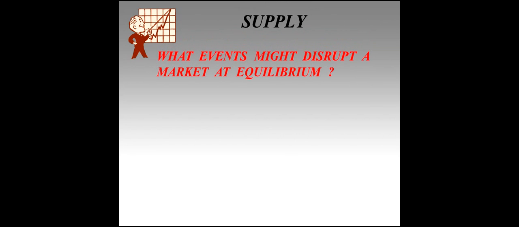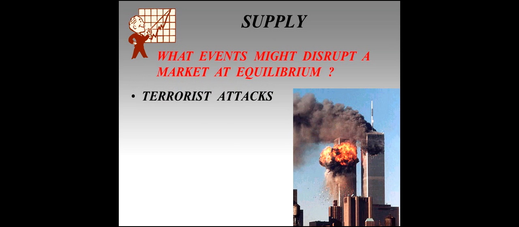In the prior slide, we illustrated a market at equilibrium. And based upon our study in Chapter 5 and here in Chapter 6, we know that total demand and total supply in a market can change, and that will shift the equilibrium point for a market. However, there are also events which generally might disrupt a market at equilibrium and have an impact on both supply and demand. So let's take a look at what some of these might be.